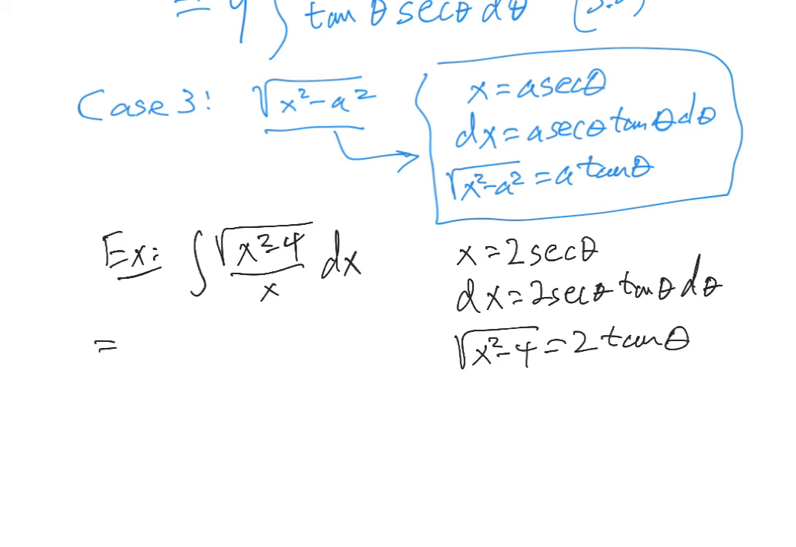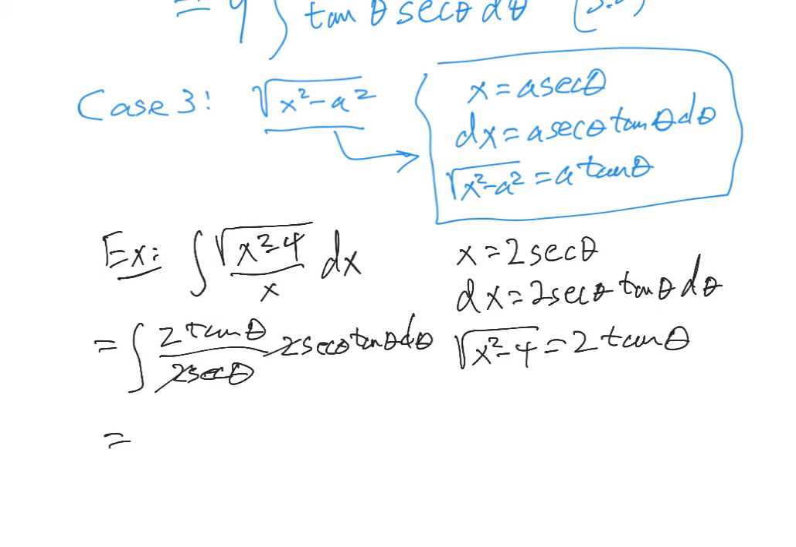So we rewrite it using the new variable theta. On top is the radical, which we've agreed is 2 tangent theta. On the bottom is x, which is 2 secant theta. And the dx is 2 secant theta tangent theta d theta. So we'll clean that up. 2's cancel, secant cancels. And we're left with, take the other 2 out, tangent squared d theta.